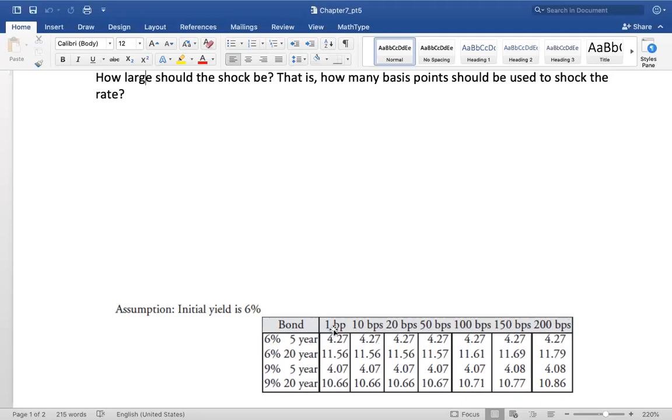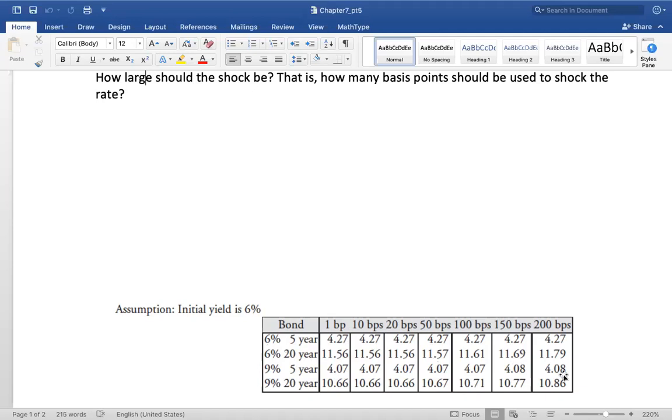So if we use 1 basis point for this 6% 5-year bond, the duration is 4.27. At 10 basis points, it's 4.27, and at 200 basis points, it's 4.27. You can see that duration is not changing much, right? The same is true for this 9% 5-year bond. So for the 6% 5-year or 9% 5-year bond, 4.07 and 4.0. It's a slight little bit of change.